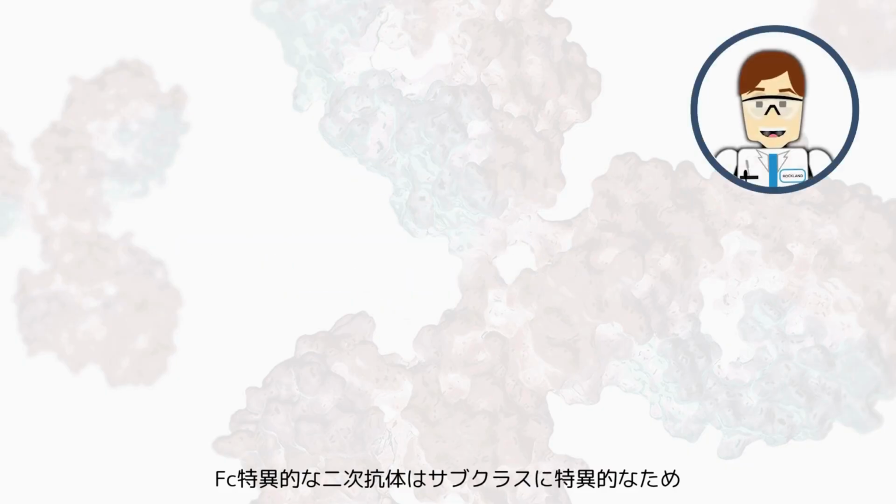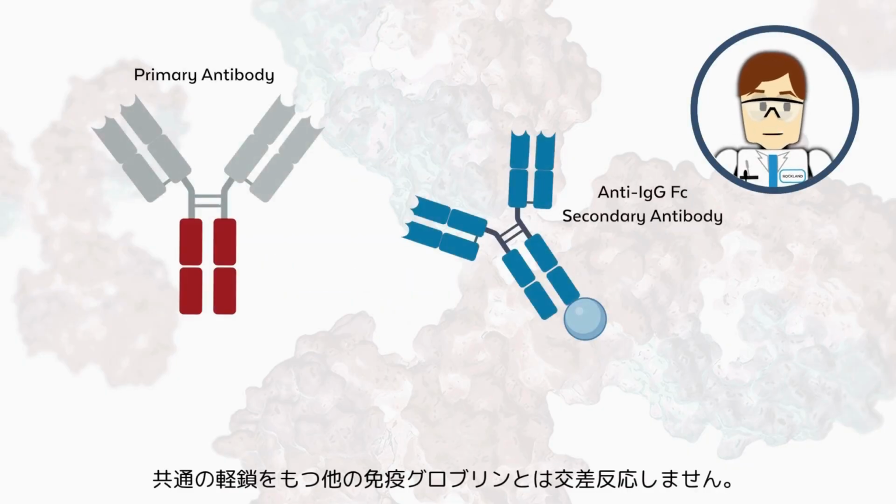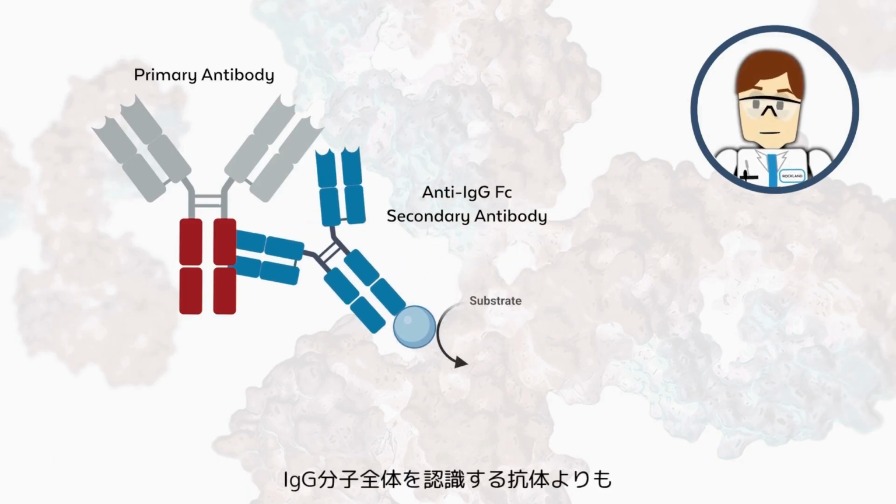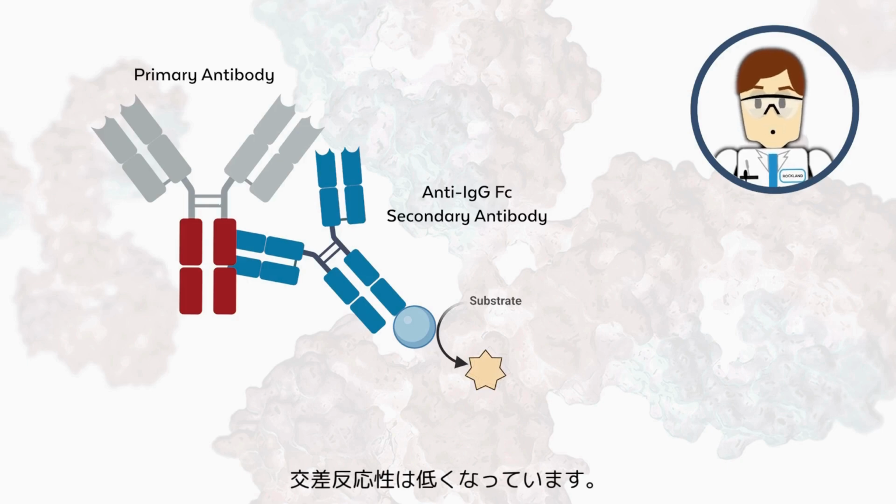Fc-specific secondary antibodies are class-specific and do not cross-react with other immunoglobulin classes by binding to the shared light chains. They are less prone to cross-reactivity than antibodies that recognize full IgG molecules.